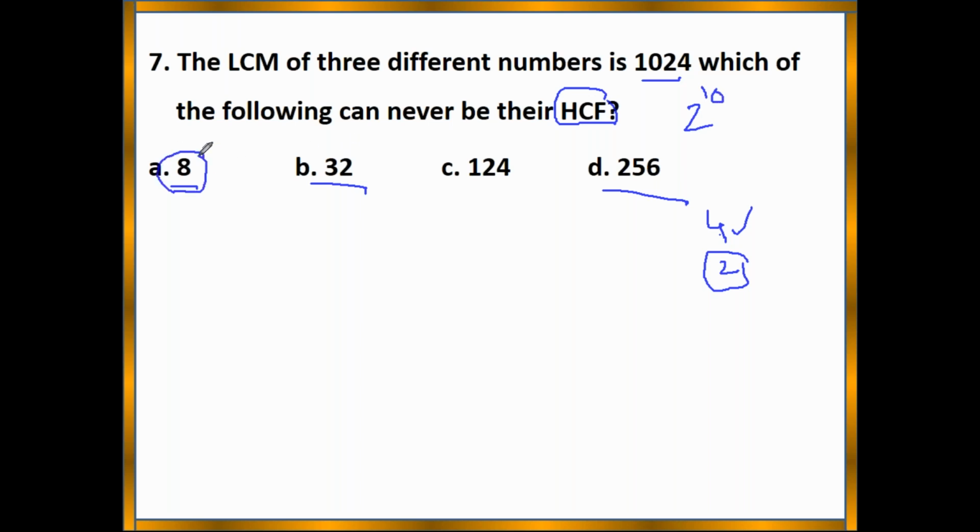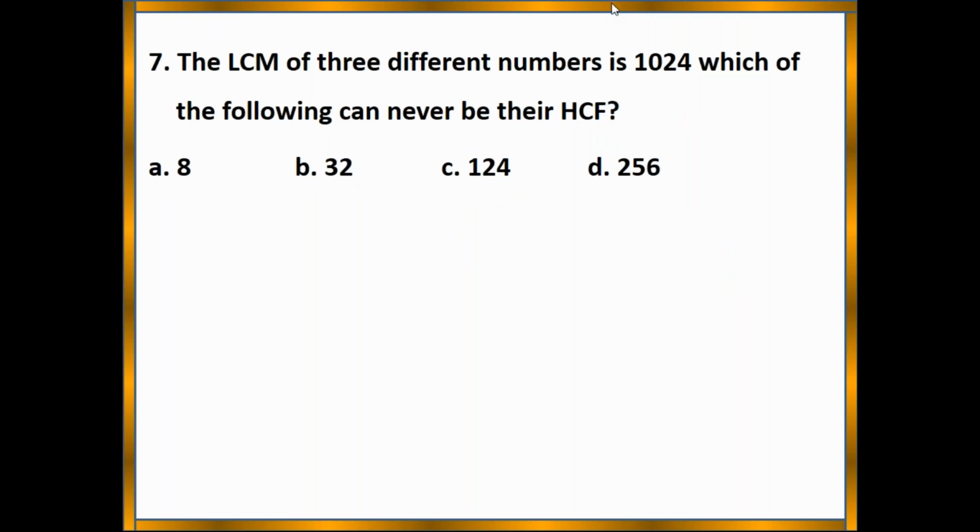2 power 3 is a factor. 2 power 5 is a factor. 2 power 8 is also a factor. But 124 is not a power of 2. 2 power 5 is 32, 2 power 6 is 64, 2 power 7 is 128. So here 124 is given. This is not possible. So which of the following can never be the GCD? 124 is the answer.